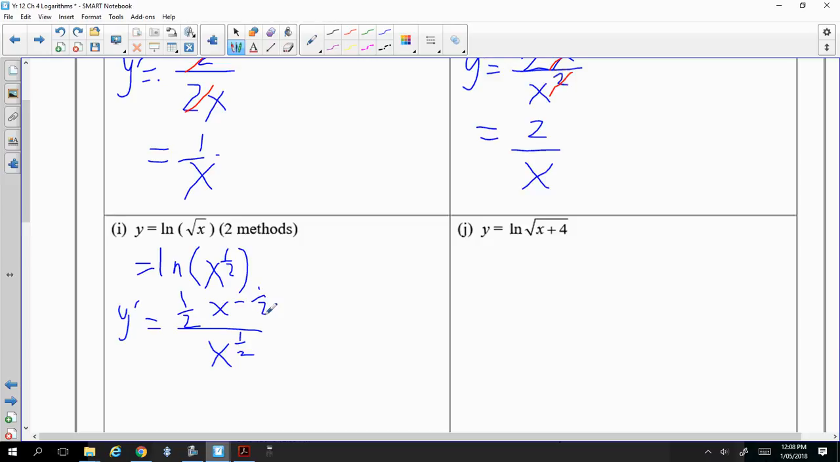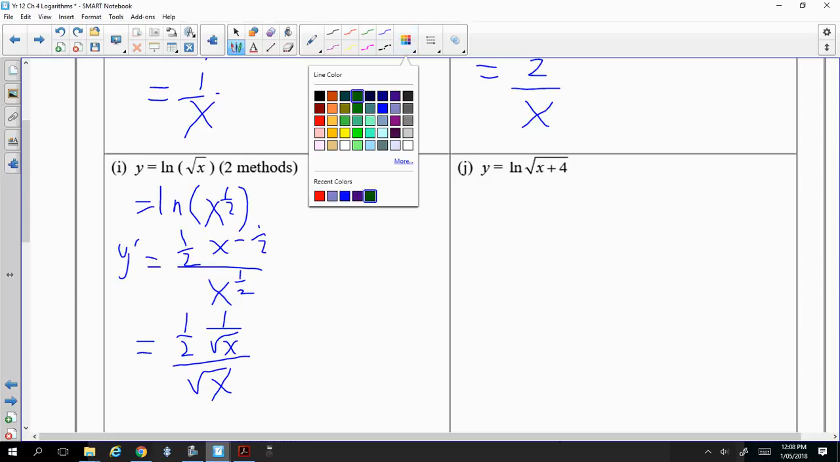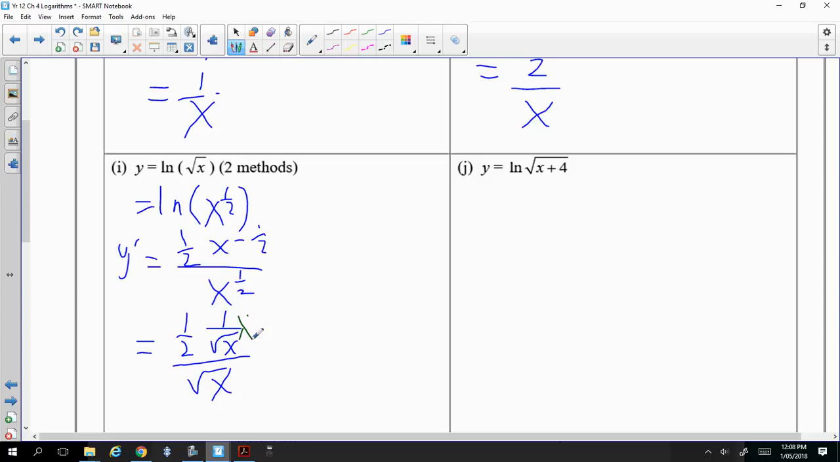And then we have to simplify it. So to simplify, we have to write half. The negative half is 1 over root x. The bottom is root x. Like this. And then to get rid of the fraction in the numerator, you times top and bottom by 2 root x. Let me write this again, didn't work out. Times by 2 root x.